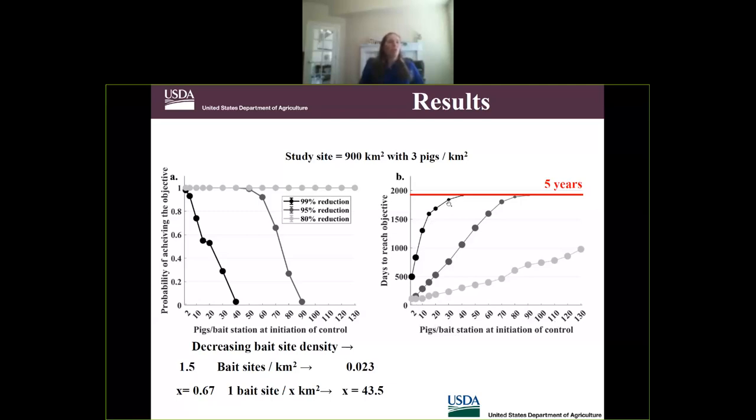So here, if you're shooting for 99% elimination, these circles also correspond to the proportion that actually eliminate. So here you can see down around 40 pigs per bait station, you're not reaching elimination. And so there's no circle up here. And the line is just stopping. And then this is the 5-year mark where we stop the simulation.